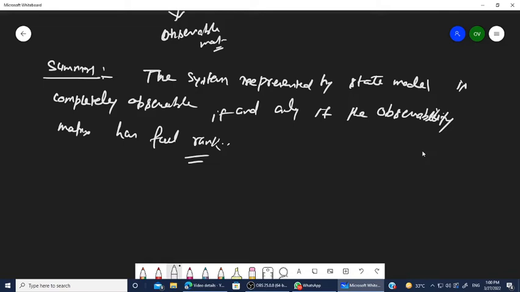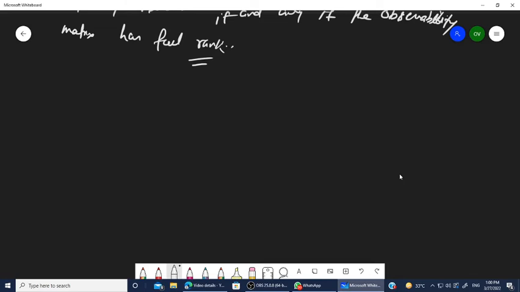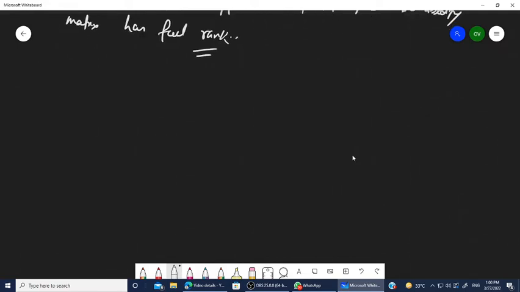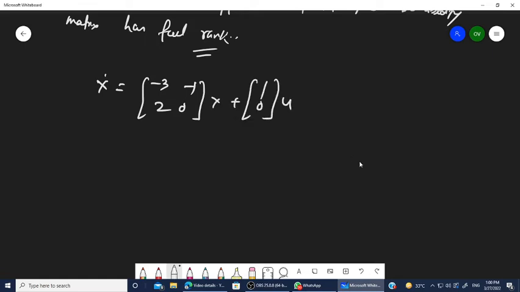Okay, so I'm taking one example so that you can find out. It is very easy, however. Let's say one state model equation is represented here, with A as -3 -1 2 0, B as 1 0, and y is equal to 1 minus 1 x. So you have to comment on the observability.